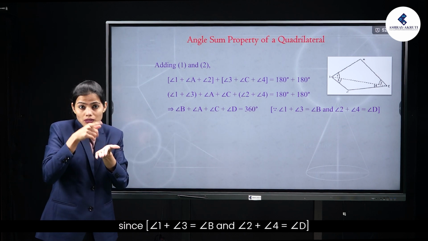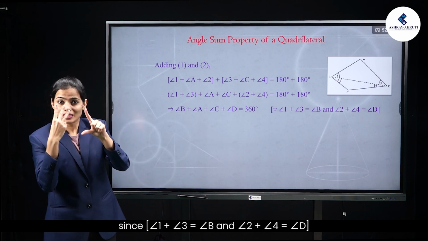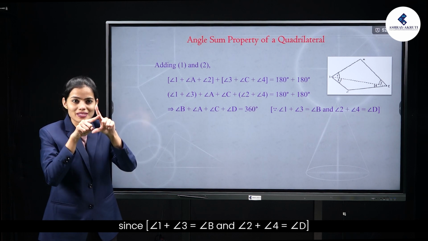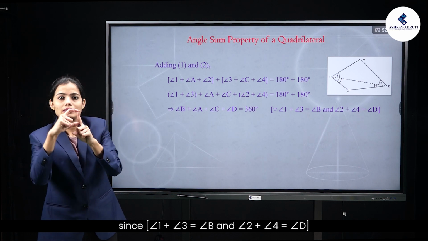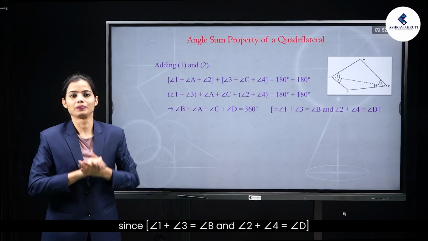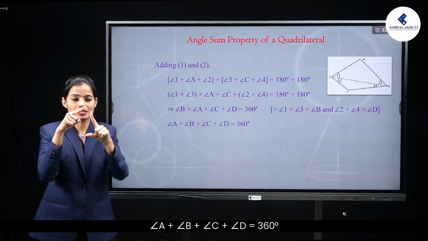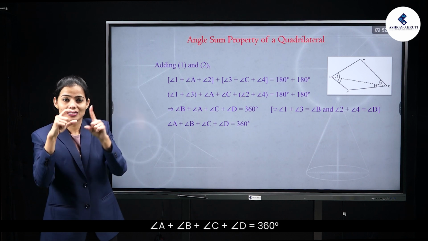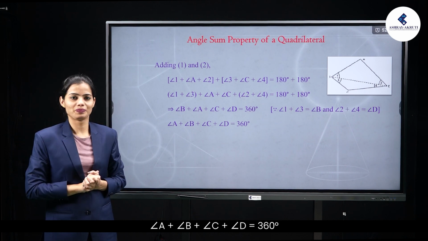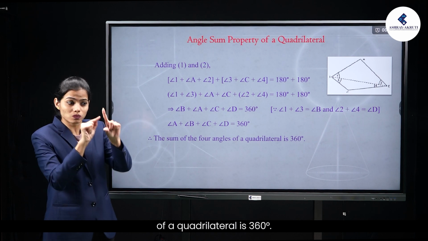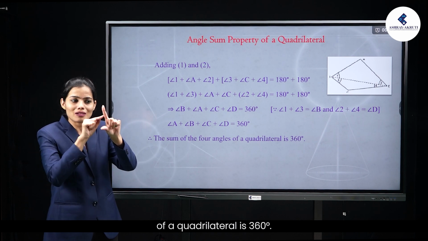Since angle 1 plus angle 3 is equal to angle B and angle 2 plus angle 4 is equal to angle D, angle A plus angle B plus angle C plus angle D is equal to 360 degrees. Therefore, the sum of the four angles of a quadrilateral is 360 degrees.